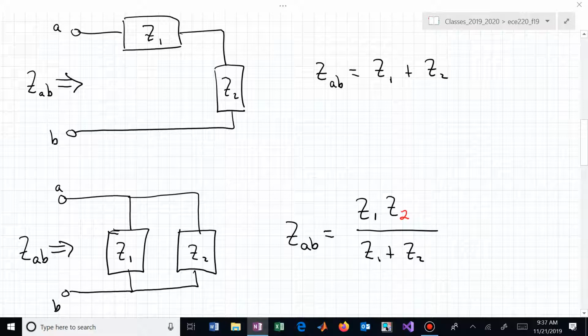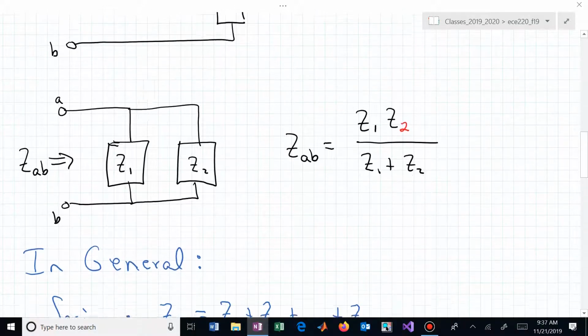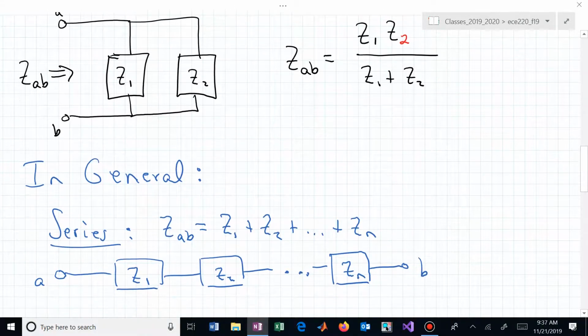It's Z1 times Z2 over Z1 plus Z2. The structure and the formula shouldn't have changed in going from R's to Z's. Please correct me if you see mistakes. And in general, if we have a string of impedances, now we just add them all up to obtain the equivalent impedance between two nodes, node A and node B.